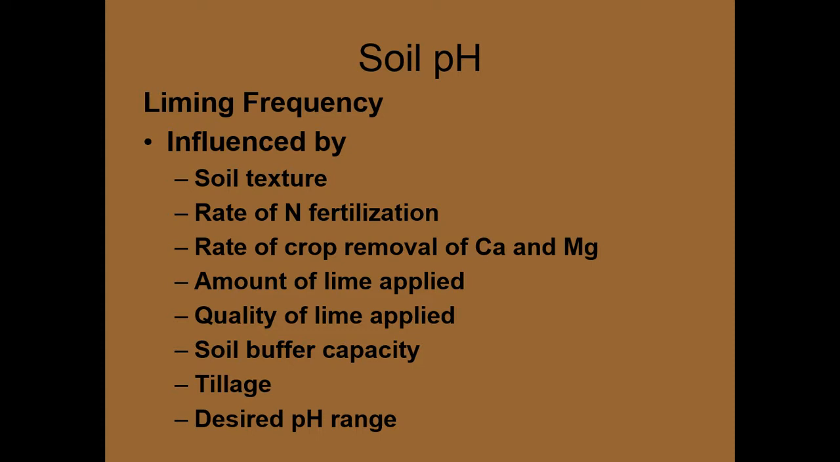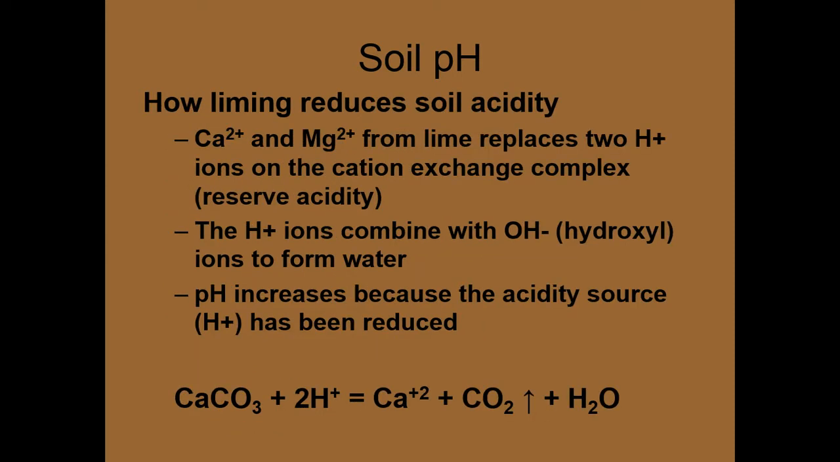The frequency of liming varies on a lot of things listed here. Soil texture and desired pH range would be two of the larger ones, the soil texture affecting our surface area and reactive area, but also the amount and quality of lime. So it's important to know what amendment you're putting down, and then calculating how much you might need.